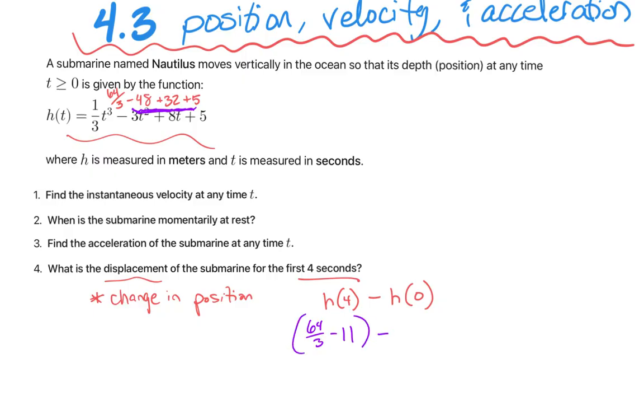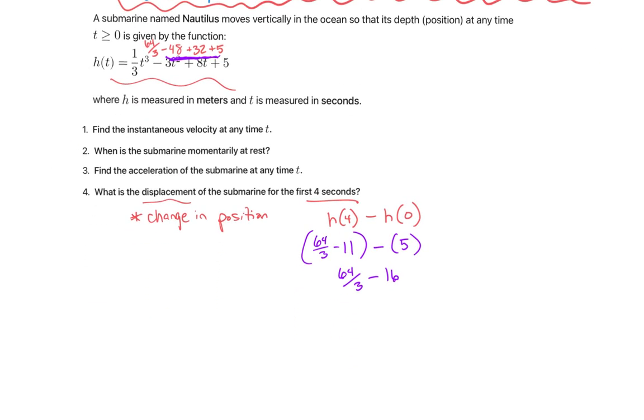Minus h of 0, much easier to find. Throw a 0 in there. h of 0 is 5. So my displacement is that. I could simplify it a little bit more and say 64 thirds minus 16. I could make a common denominator, 48 thirds, and 64 minus 48 is 16 thirds.